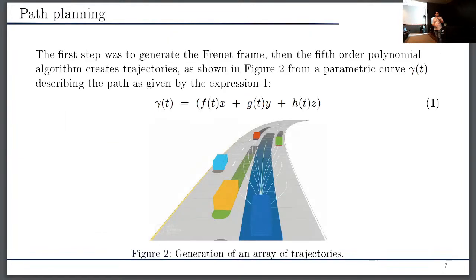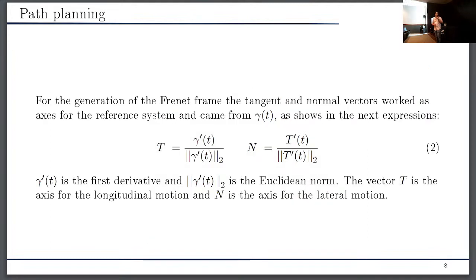So here's some background. First, the path planning algorithm uses a reference system. For this work, we use the frame and the polynomial to generate the trajectories. As we see in figure 2, we have the array of trajectories. First, the frame is generated from the parametric curve of the road. The tangent vectors and normal vectors work as the axes of this reference frame. The tangent vector is the longitudinal motion axis, and the normal vector is the lateral motion axis.